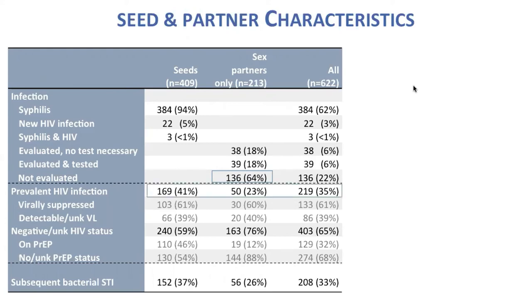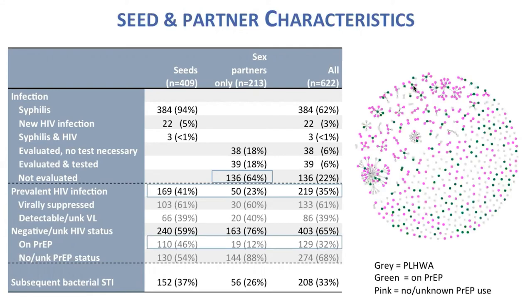41% of seeds with syphilis were people living with HIV infection, which was higher than the proportion of partners with prevalent HIV infection, which is 23%. So more partners were not known to have been diagnosed with HIV, and we noted that for a much lower proportion of them, just over 1 in 10, we had evidence of current PrEP use.